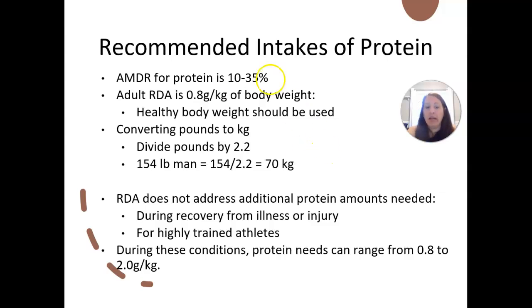Okay, again, this 0.8 grams per kilogram does not address anyone who needs to be in positive protein balance or positive nitrogen balance. So again, anybody recovering from illness or injury, this doesn't take into account pregnant women. It doesn't take into account people that are growing, so teens, adolescents, children. It also doesn't take into account athletes. We'll talk about that on the next page. So really the range of protein needs can be from 0.8 to 2 grams per kilogram. 0.8 is the RDA. So just remember that.